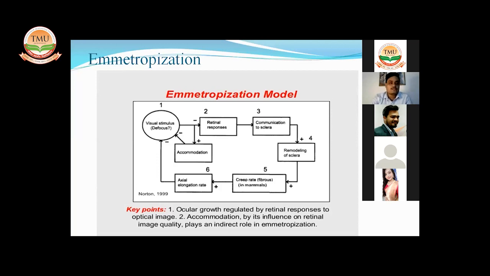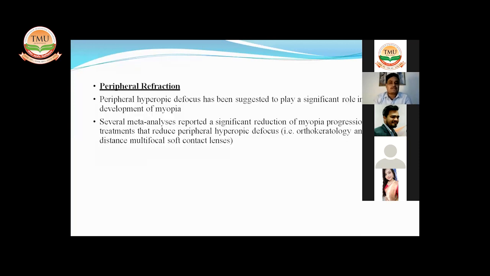Now, the third one is the peripheral refraction. Peripheral refraction is also very important to understand when we are talking about the correction. We cannot say that myopia will go further.